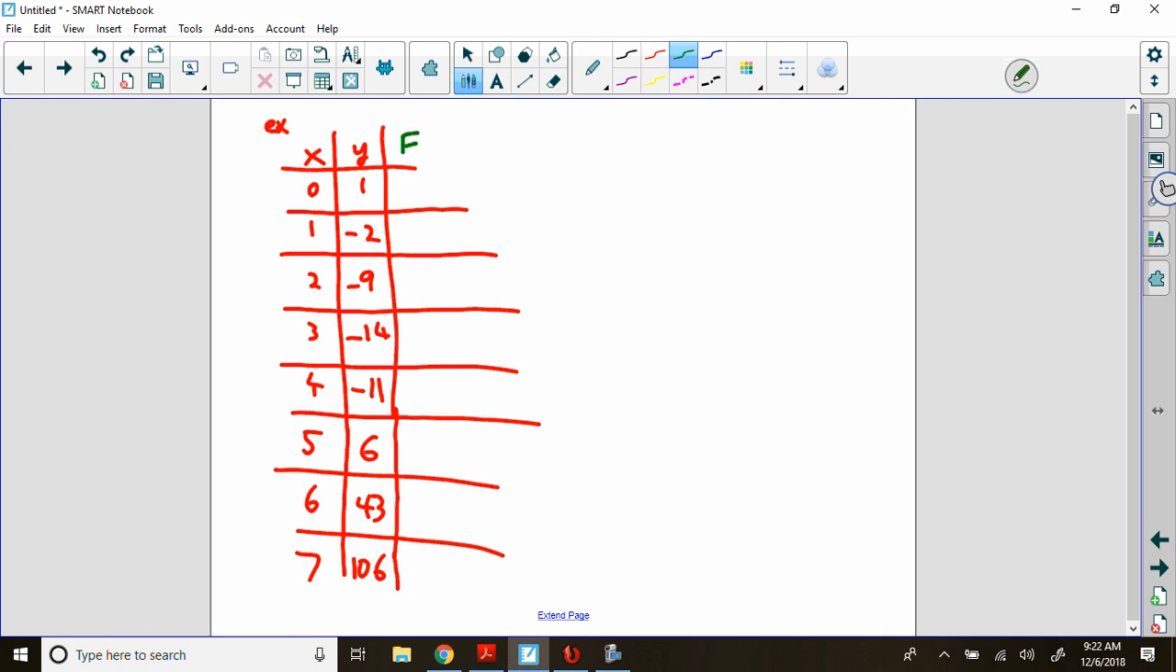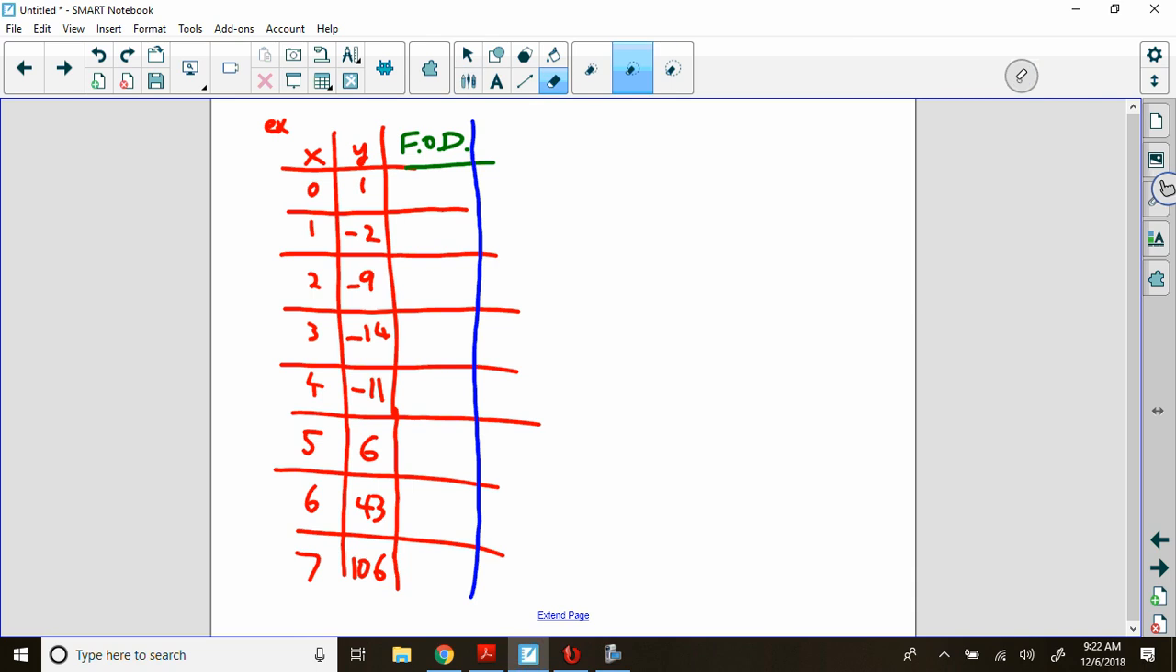I'm going to call this my FOD, my first order differences. The key to this is subtracting consistently, subtracting in the same order. And it's kind of weird what ends up happening in the table too.